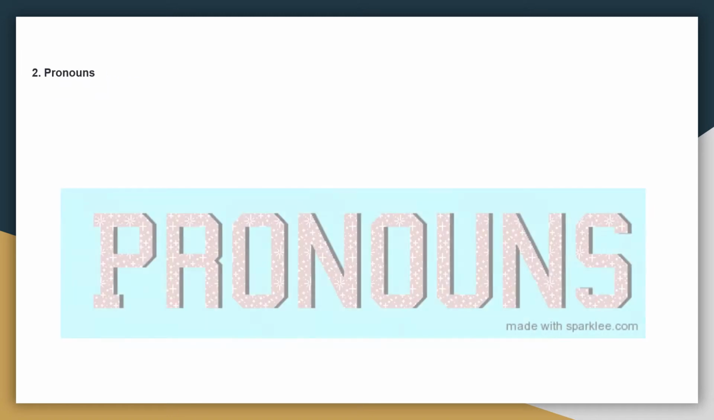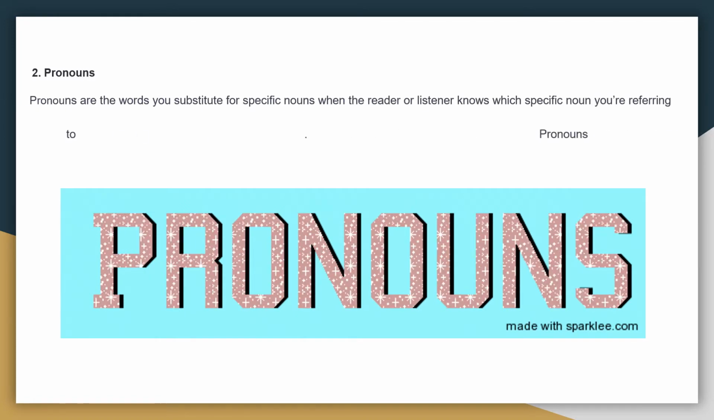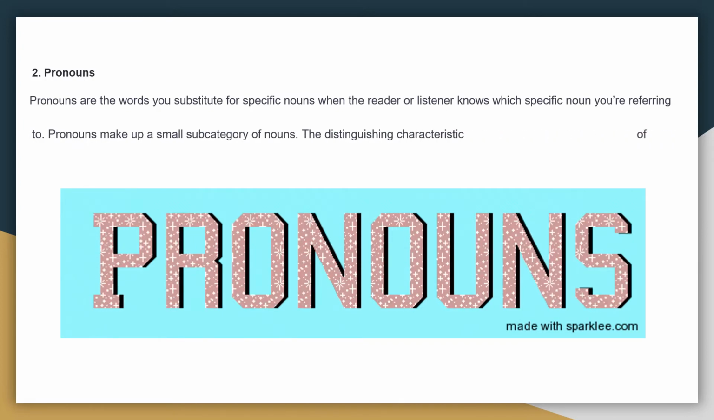Pronouns. Pronouns are the words you substitute for a specific noun when the reader or the listener knows which specific noun you are referring to. Pronouns make up a small subcategory of nouns. The distinguishing characteristic of pronouns is that they can be substituted for other nouns.